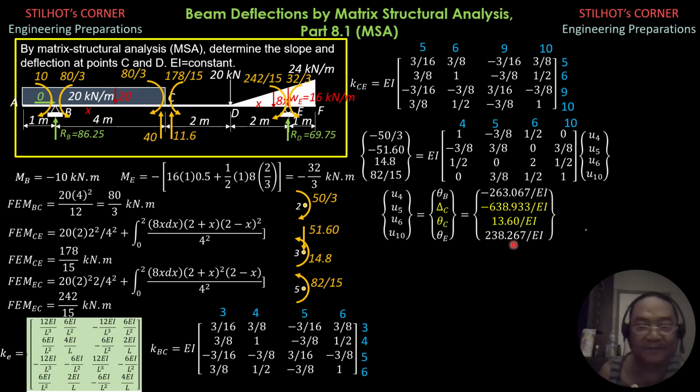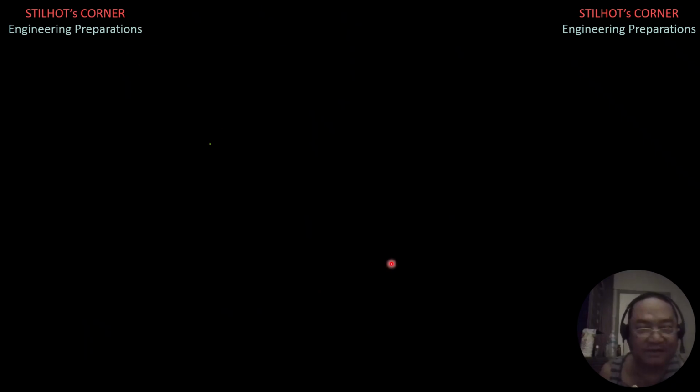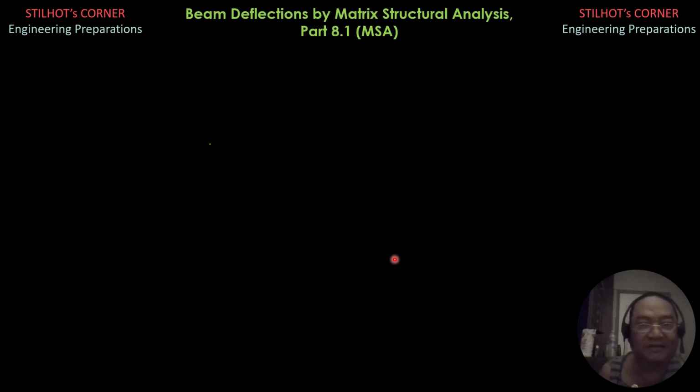So that's for delta C and theta C. So next is we consider BD and DE to solve for delta D and theta D. So the stiffness of BD would be as shown here. So let's continue.